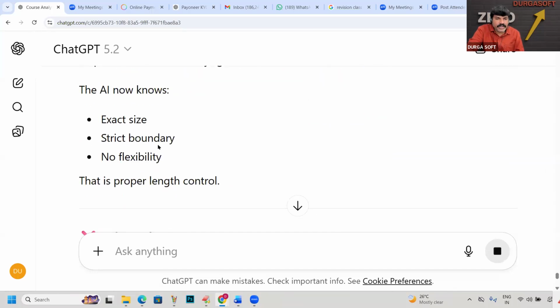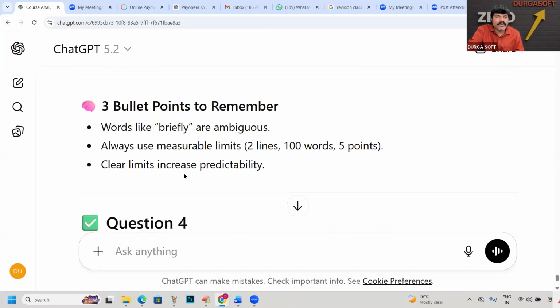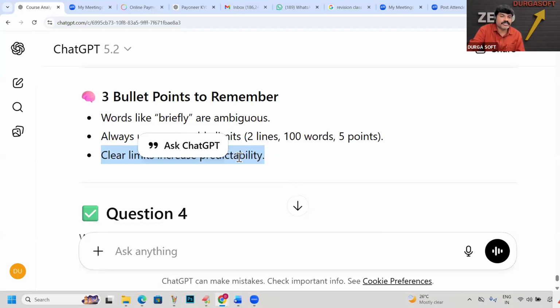Exact size, strict boundary, no flexibility. This is the proper length control. Words like "briefly" are ambiguous. Always use measurable limits: 2 lines, 100 words, 5 points. Clear limits increase predictability. Even the cost is going to be reduced.